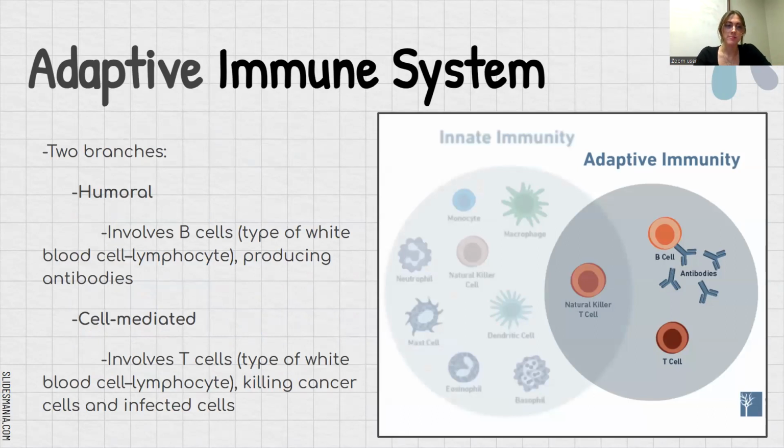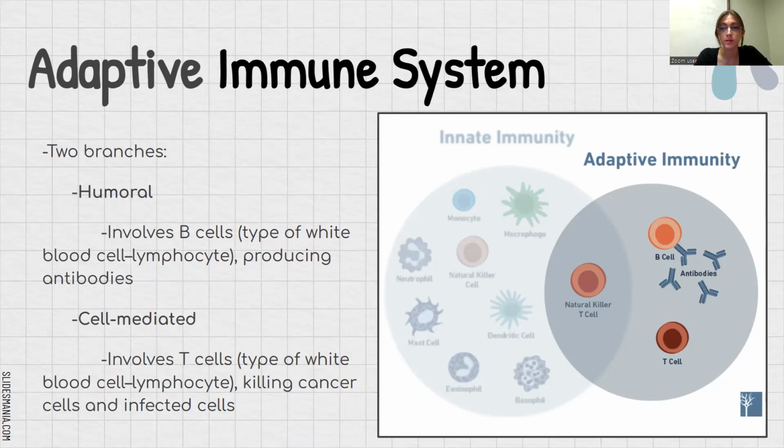Okay, so the adaptive immune response is made up of two branches, humoral and cell-mediated. The humoral response mainly involves B cells, and B cells are able to differentiate into plasma cells, and then plasma cells will secrete antibodies that will fight the antigens to protect us.